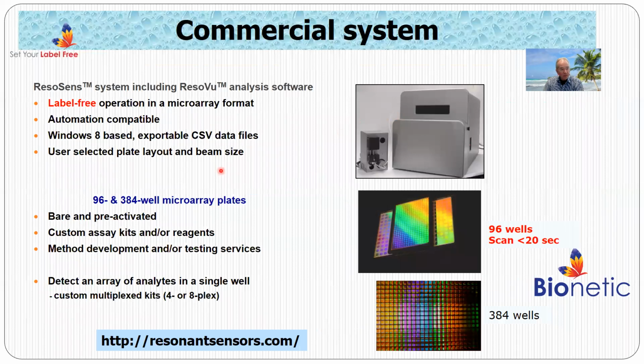And here shows the commercial system. This is the reader there. It's a label-free operation in a microarray format. It's got very efficient plate layout and plate layout control. You can have multiple experiments running simultaneously and extremely efficient reporting incorporated automatically there. So the 96 well plate, here's a 384 well plate, here's a 96 well plate, standard plates, and the 96 well plate scans in less than 20 seconds. So that's really rapid scanning of what's going on.